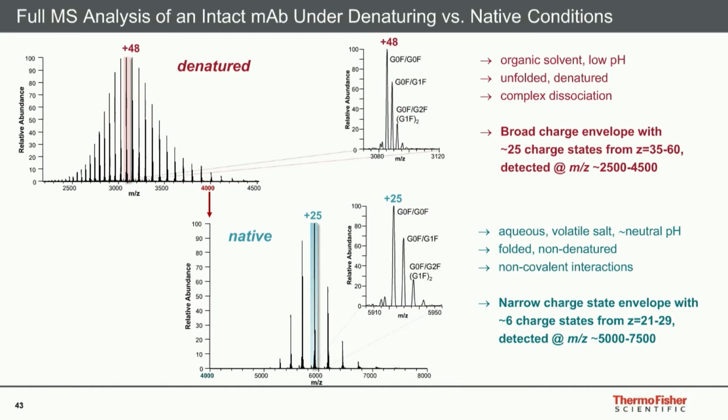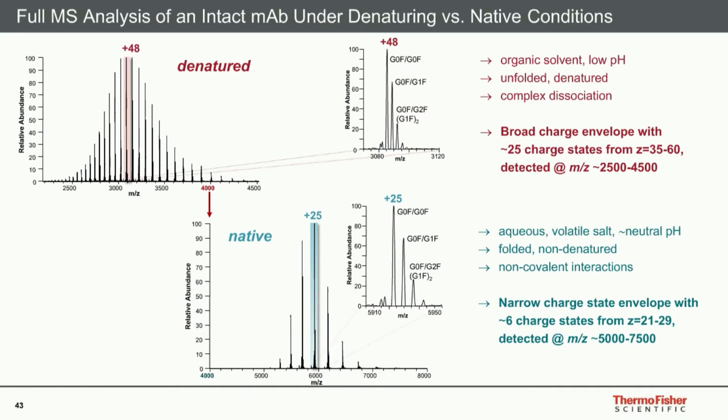Under denatured conditions, the protein is exposed to organic solvents and low pH, and they unfold, they are being denatured, and they expose a larger surface area. So we can attach a lot more protons, and that results in very high charge states, and many of them, which we see on the top left chromatogram, or rather MS spectrum, that shows many different charge states, a very nice Gaussian-shaped envelope, and it typically ranges between 30 and 60.